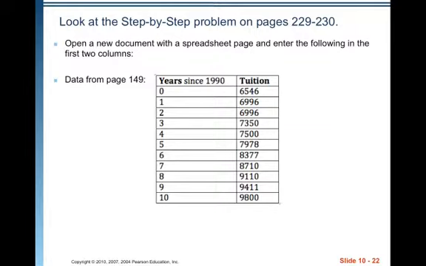They're based on some data from page 149, so instead of having you look for it, I decided to just put it here in a table. You need to open a new document with a spreadsheet page and enter the data that I'm giving you into the first 2 columns. Name the first column something like years, and the second column tuition. Anything that the calculator will accept and that's meaningful to you will be fine. So we're looking at years since 1990: 1990, 91, 92, 93, 94, 95, 96, 97, 98, 99, and 2000. And we're looking at tuition.